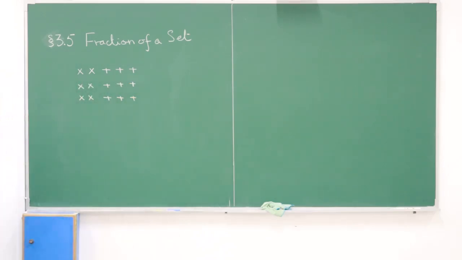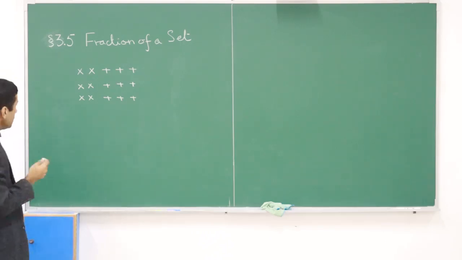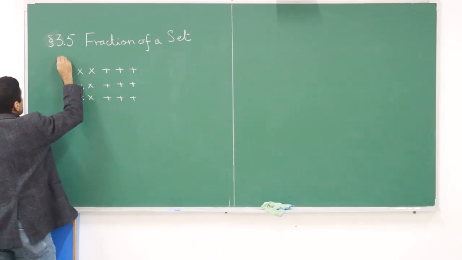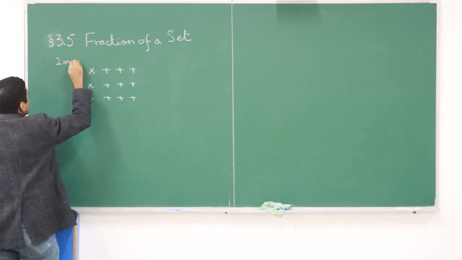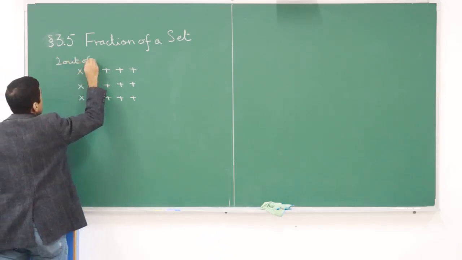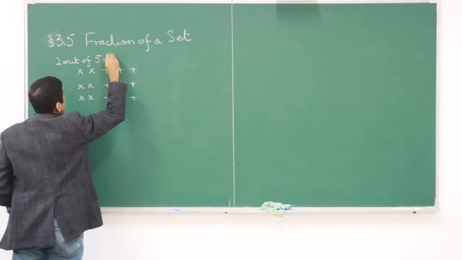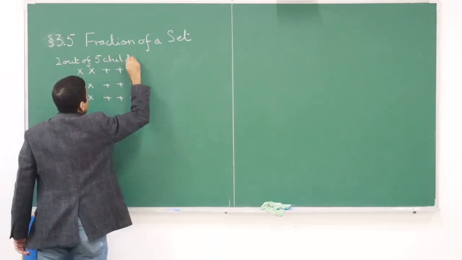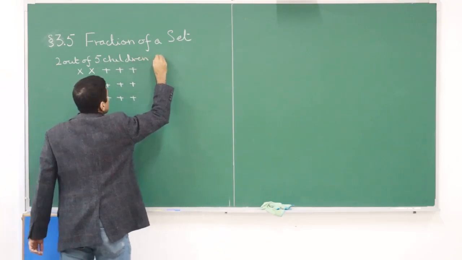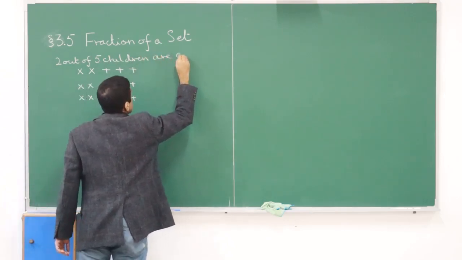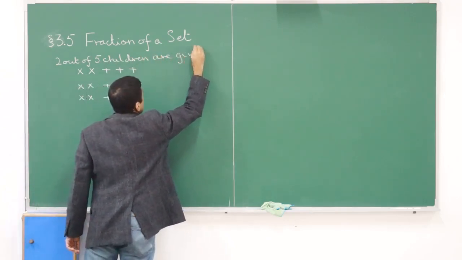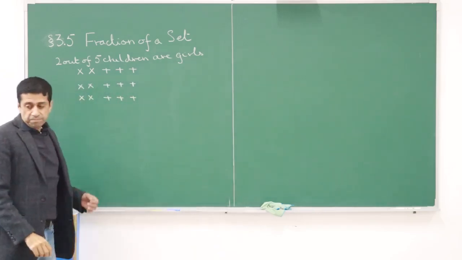So now the way that we say this is, 2 out of 5 children are girls. Right? Okay.